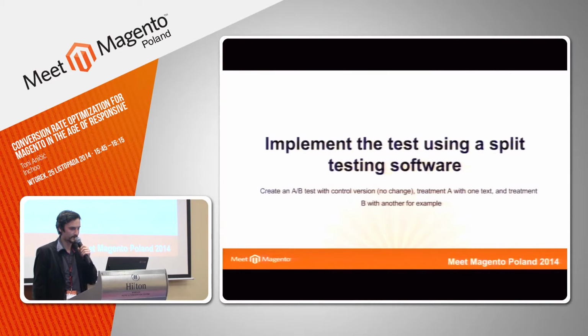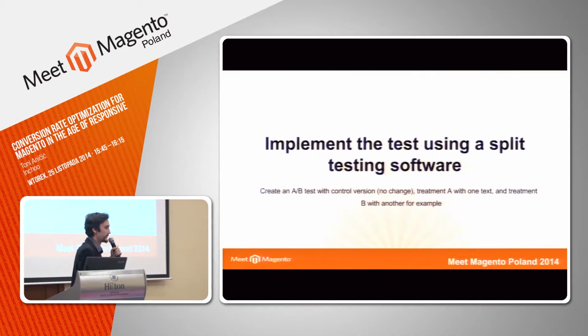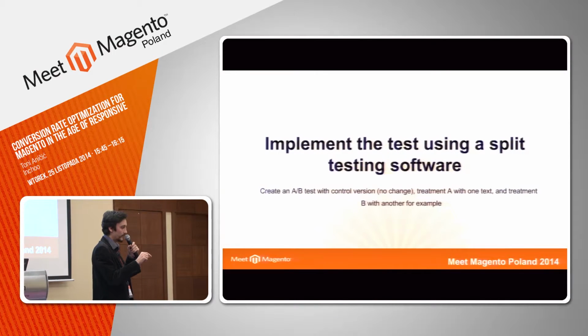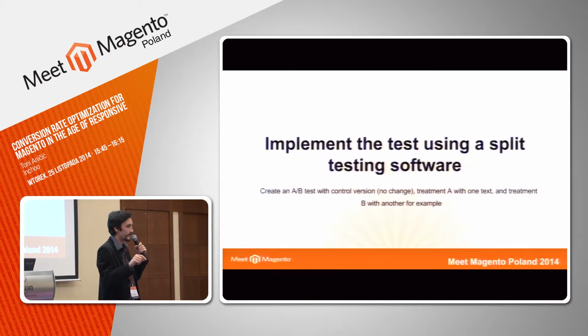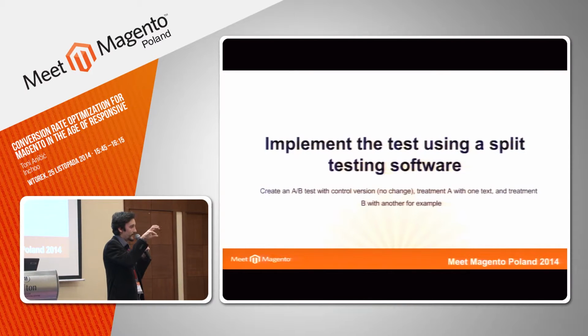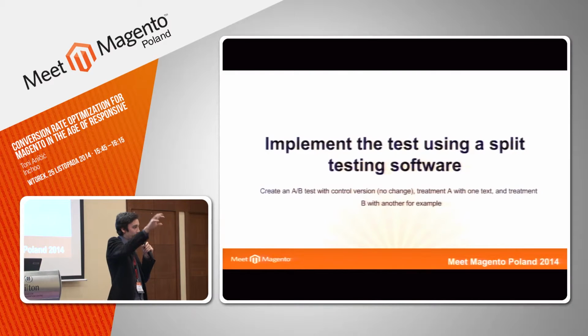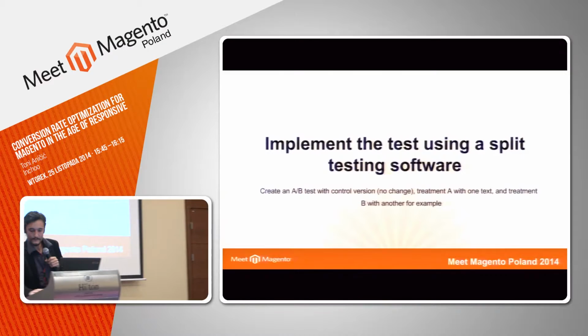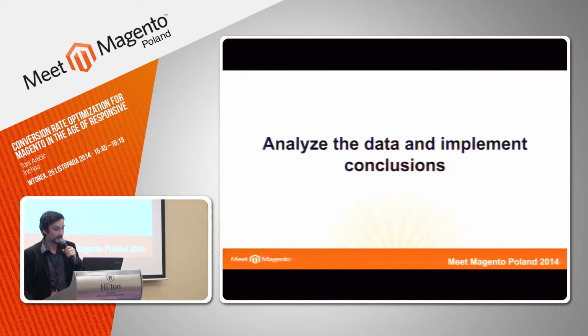The other one is Google's Content Experiments, which is available through Google Analytics, but that one can only do tests on different pages. So you can't test within one URL. You have to create separate URLs, where you create variation 1 in one URL and variation 2 in another. And the last step is to analyze the data and implement the conclusion. You see which one won, and you just implement it.